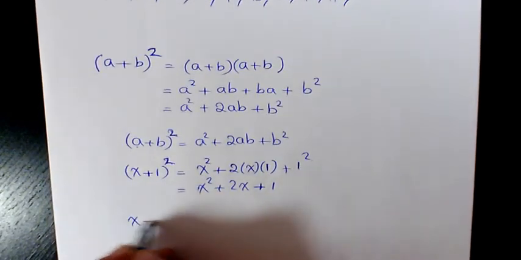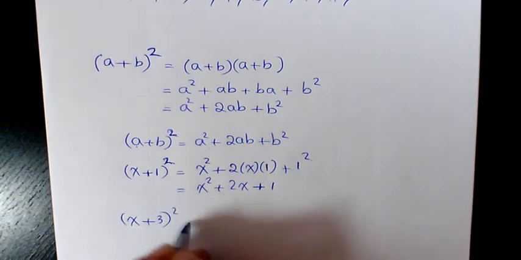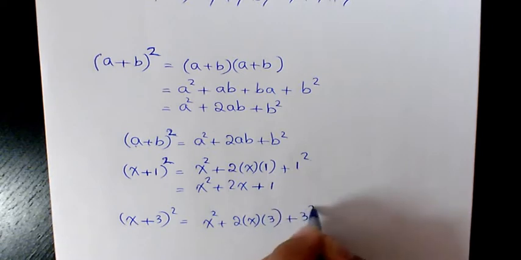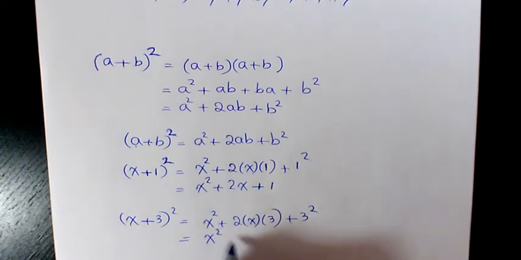What about x plus 3 squared? It's going to be x to the power of 2 plus 2 times x times 3 plus 3 squared. So we have x squared plus 2 times 3, 6x, plus 9.